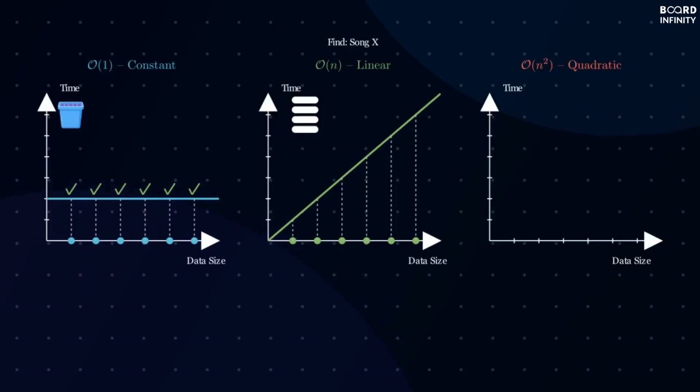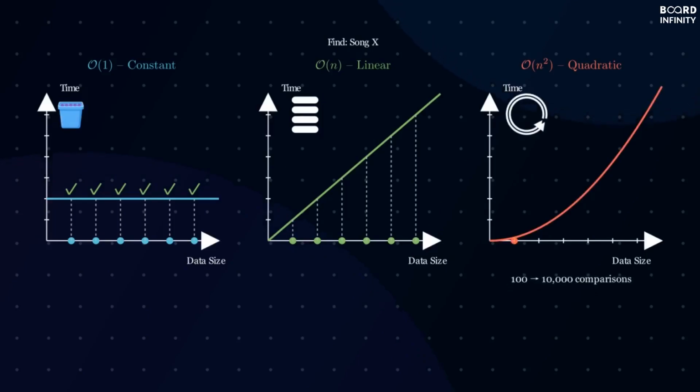Linear time isn't bad. In fact, many useful operations are linear. The key insight is predictability. O(n squared) means quadratic time. Double the data, the operation takes 4 times as long.